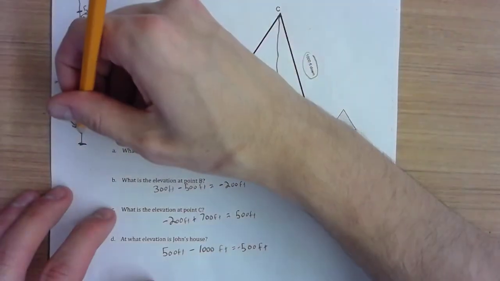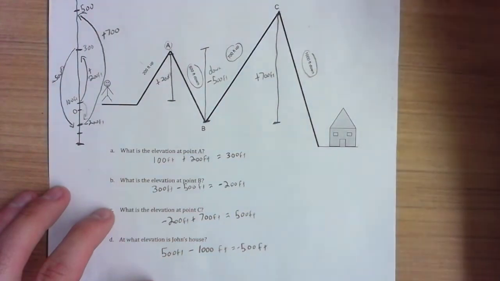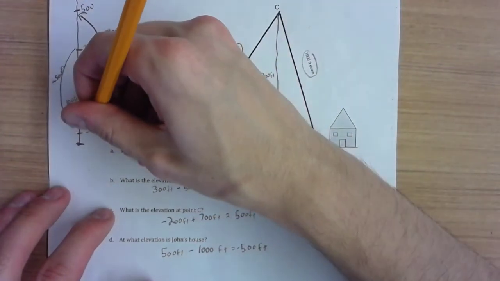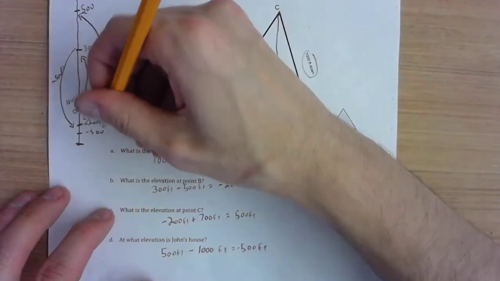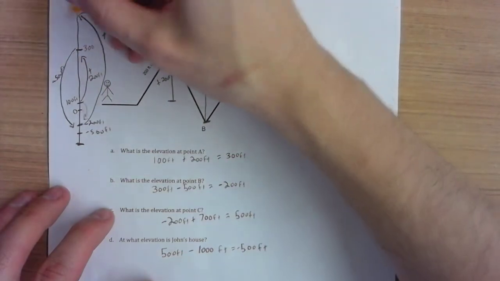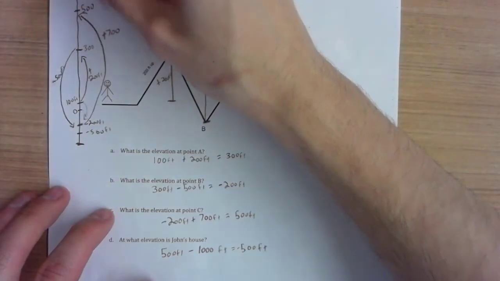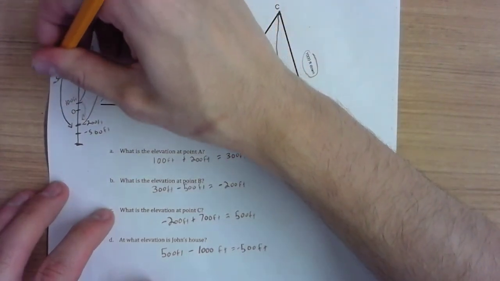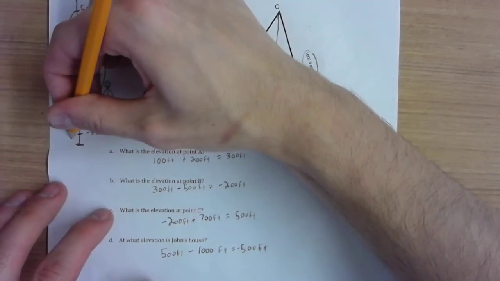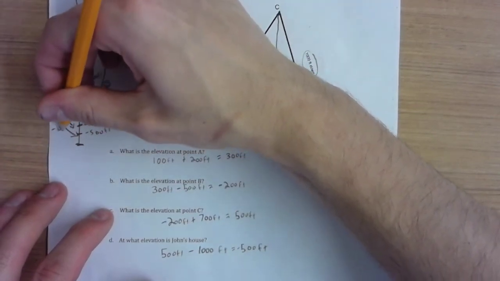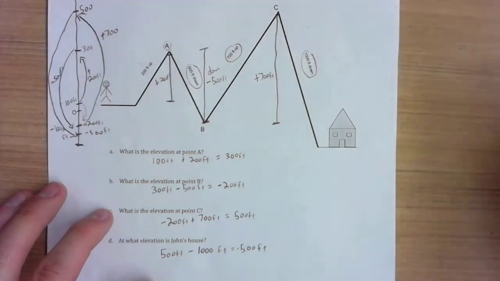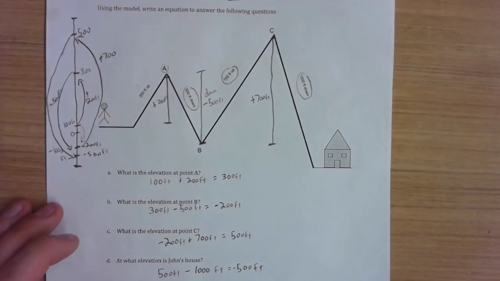And we know that that is going to be around right here. It's not really drawn to scale, but we know that this is our negative 500 over here. And we will be going from this 500 here straight all the way down minus 1,000 feet. Great, and there you have it.